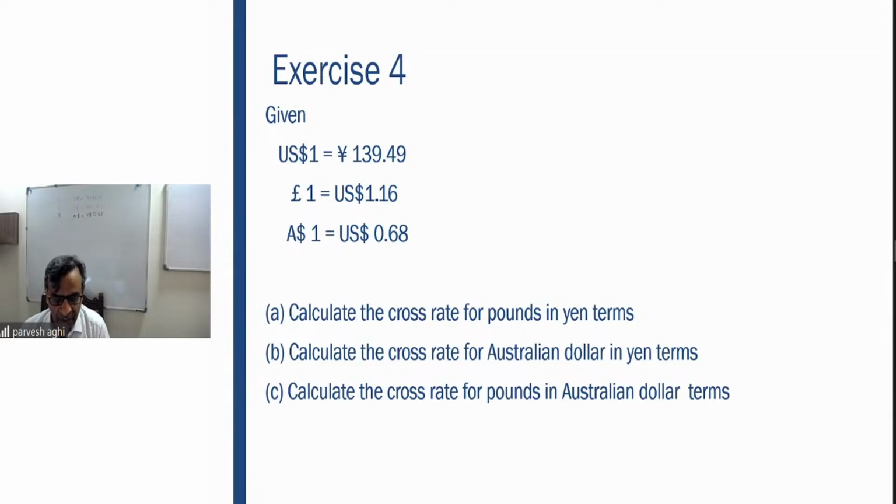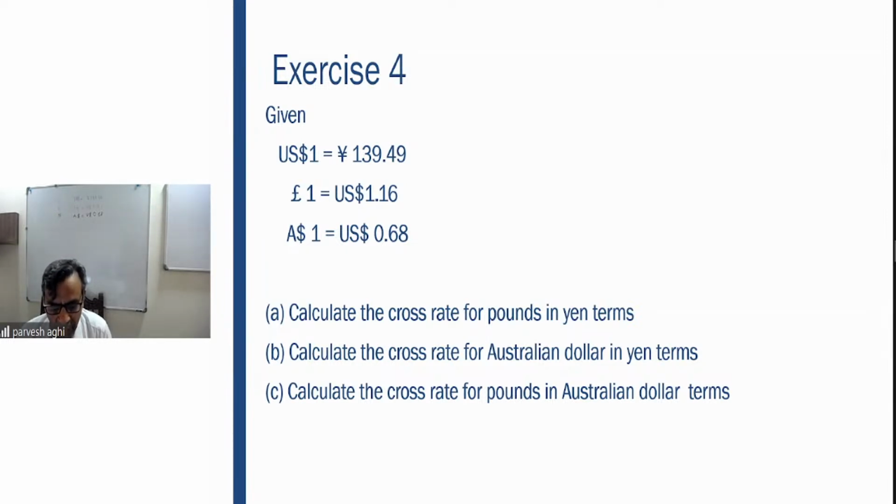The first question. Second, calculate the cross rate for Australian dollar in yen terms. Calculate the cross rate for pounds in Australian dollar terms. So these are the three quotations which are given to you, and you have to answer three parts to it. Calculate the cross rate for pounds in yen terms, which means if you have to calculate the price of a pound in yen terms, that means you are a Japanese guy and you are going to England. So you need a rate for pound, £1.